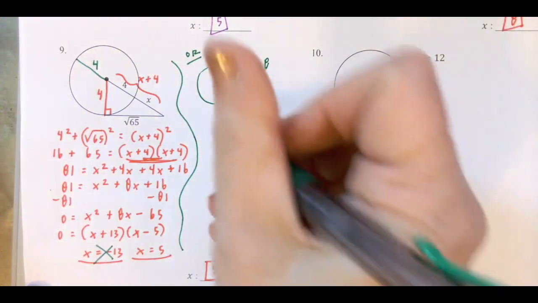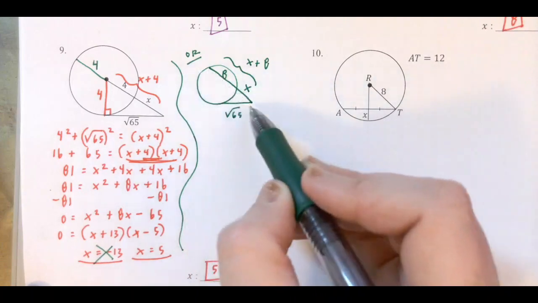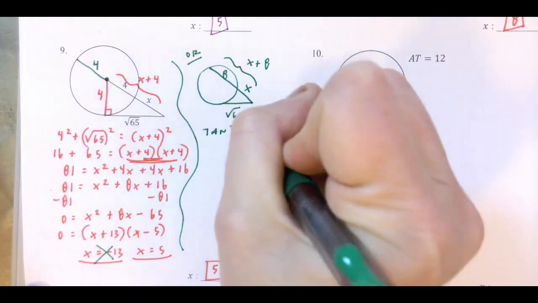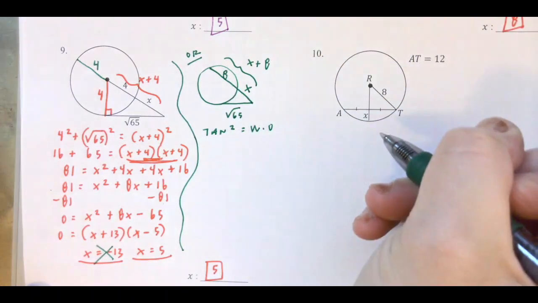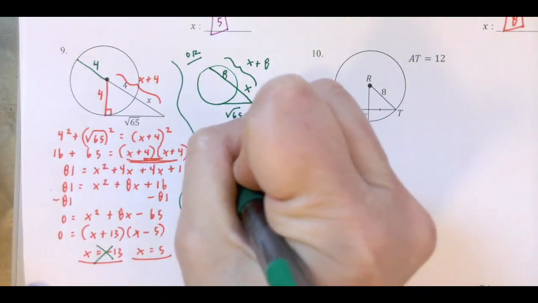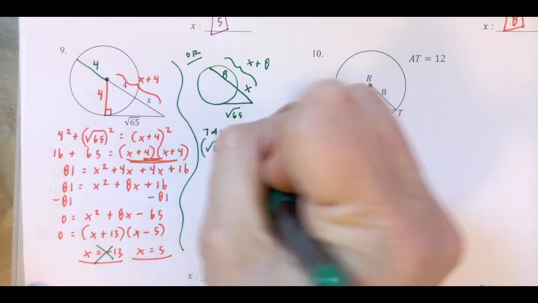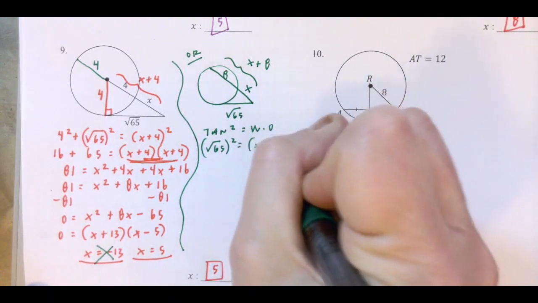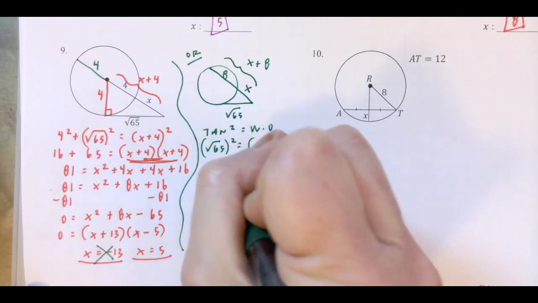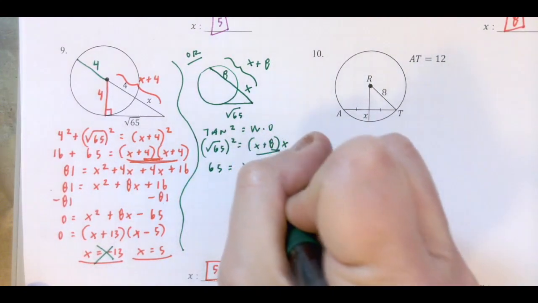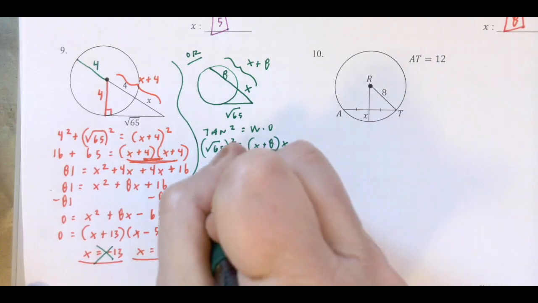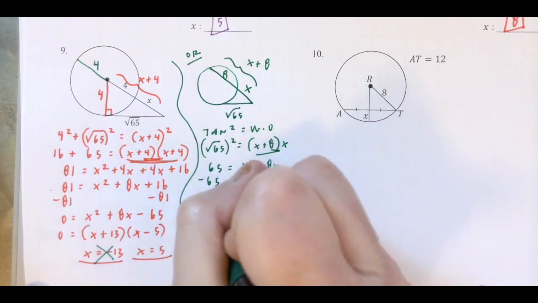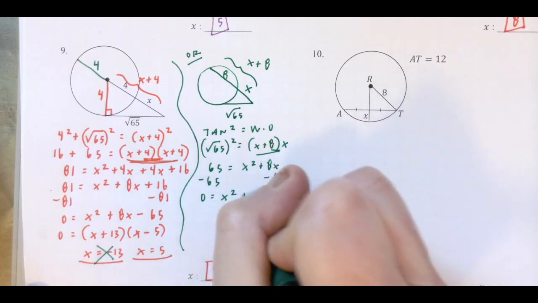So if I saw it this way, I see it as a tangent secant combination, where it's the tangent segment squared equals the whole times the outside. So root 65 quantity squared equals x plus 8 times x. So 65 equals x squared plus 8x. Take away that 65, and you see that we're in the same spot that we were before.